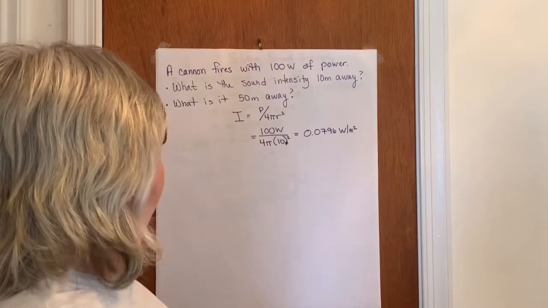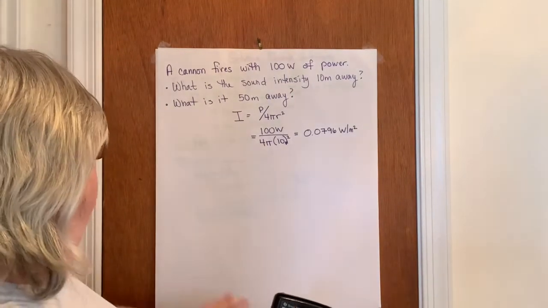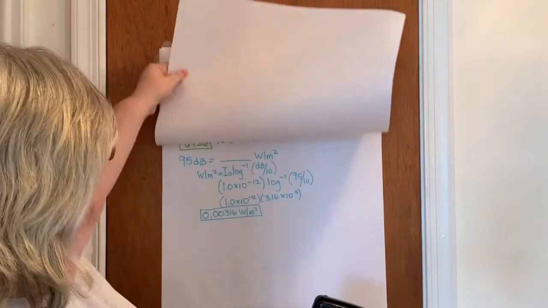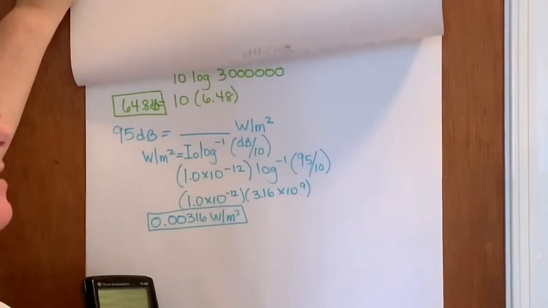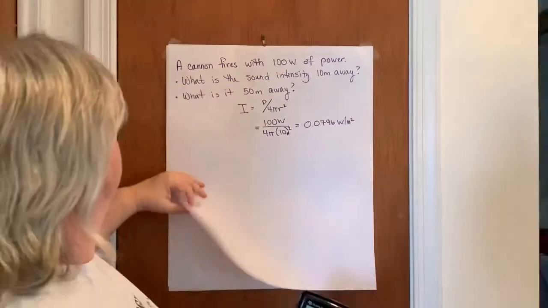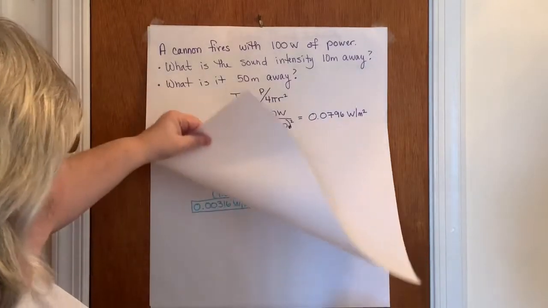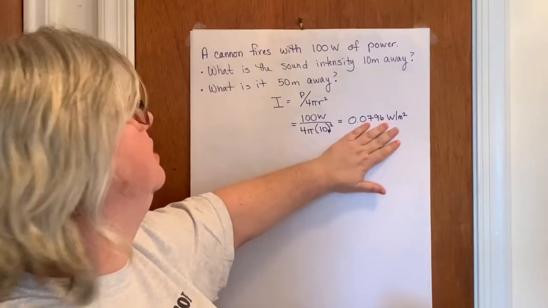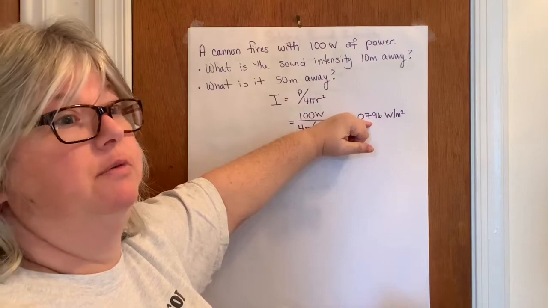Now, if we remember from the last problem that we did, when we were converting from decibels to watts per meter squared, 0.0316 was 95 decibels. So we are twice that, actually more than twice that. We're 20 times that. So this is going to be a really loud sound if we're close by.